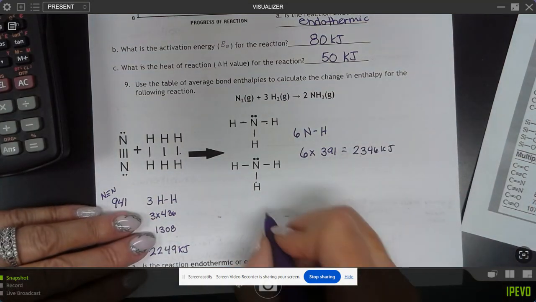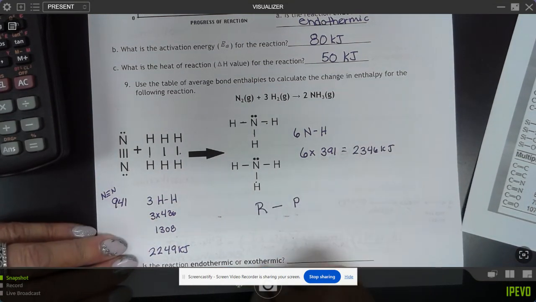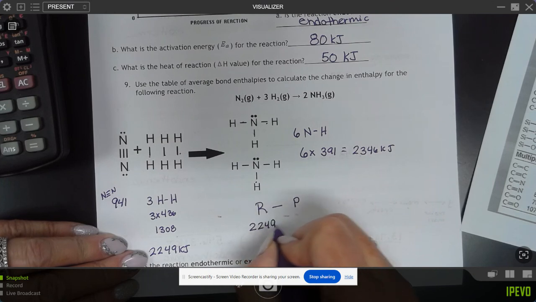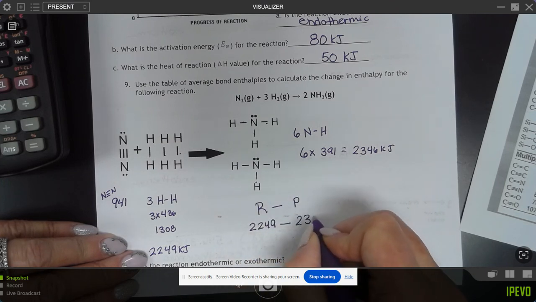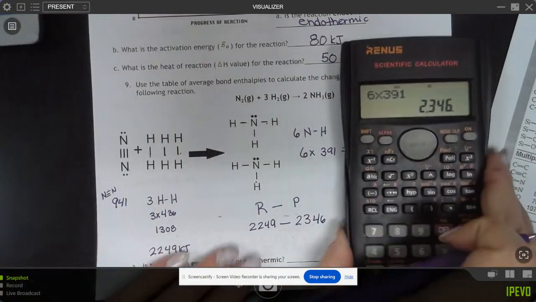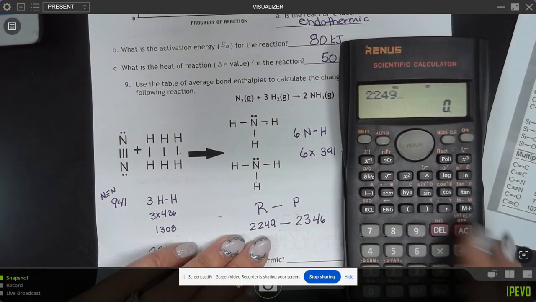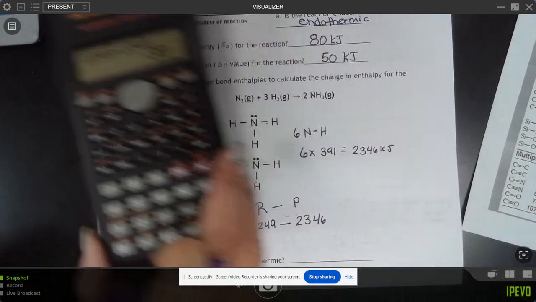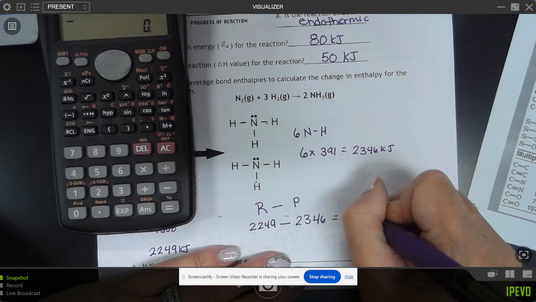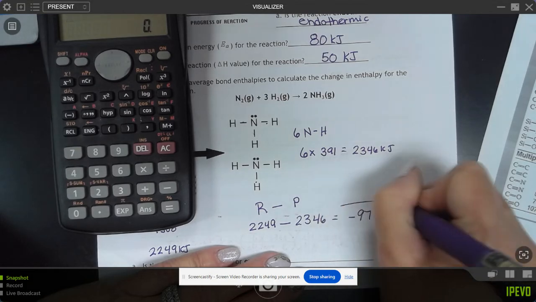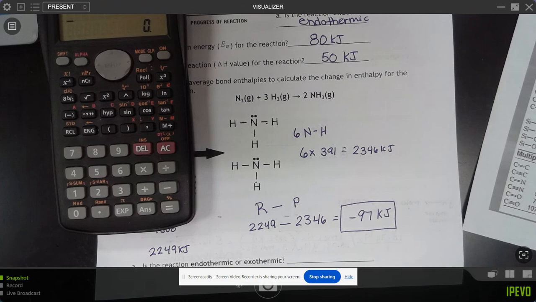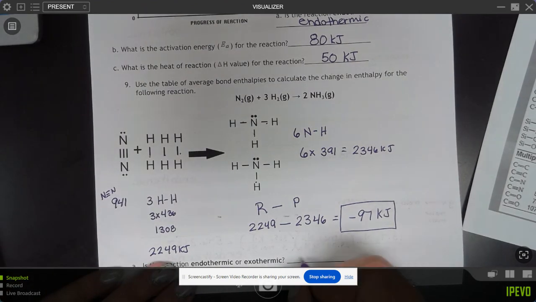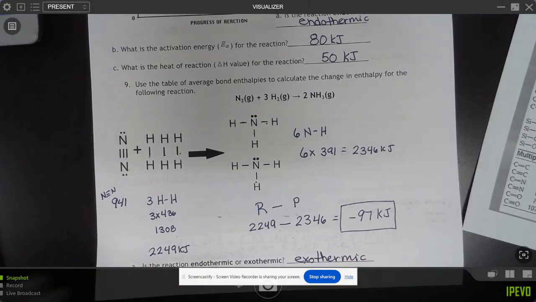Now we're going to take the reactants and subtract the products. So 2249 minus 2346 is negative 97. So our answer is going to be negative 97. We do have to include the unit of kilojoules, okay? And that should tell us this reaction is exothermic.